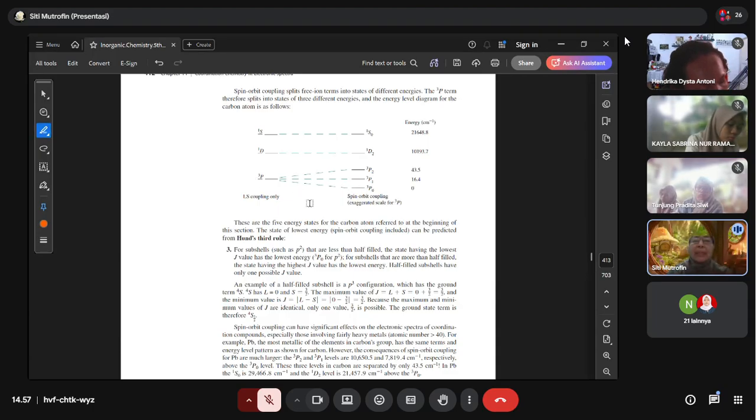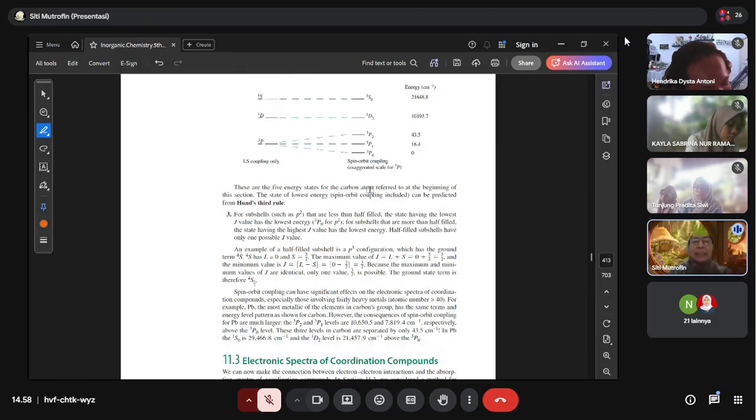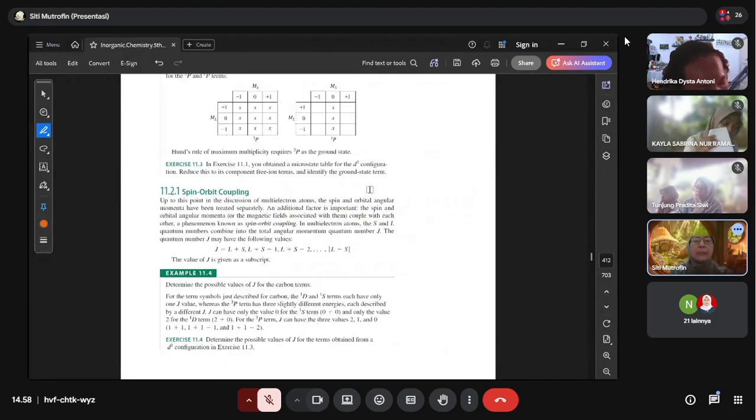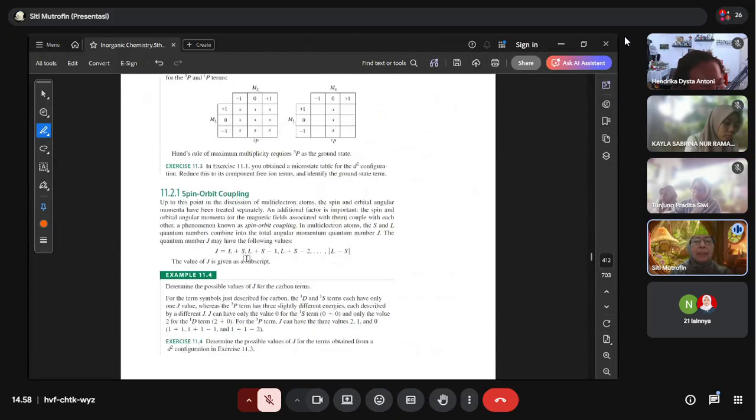So in the P there are 3. Why 3 here in the P? In the P, 1 plus 1, 1 plus 1 minus 1, and then 1 plus 1 minus 2. That gives 2, 1, and 0.